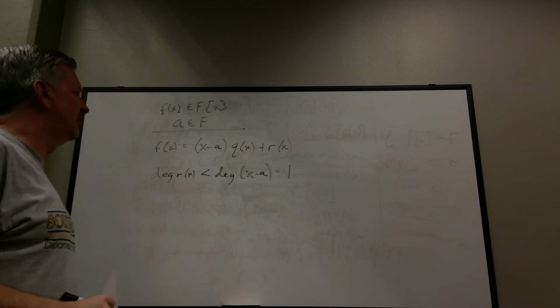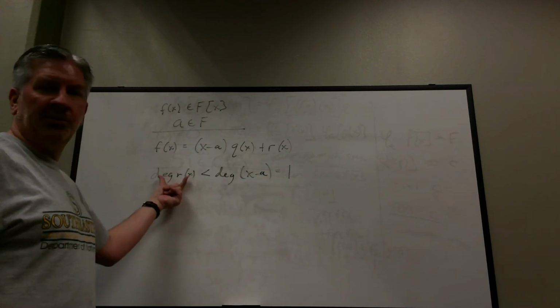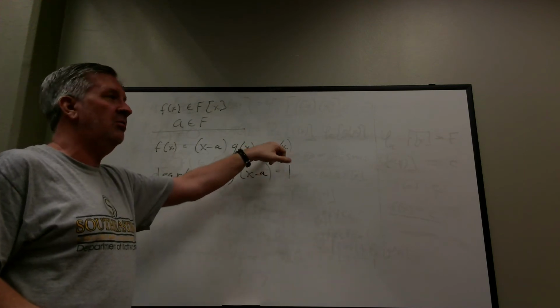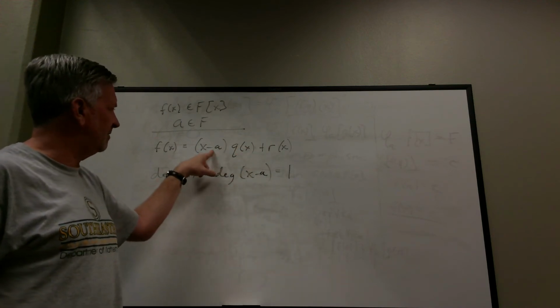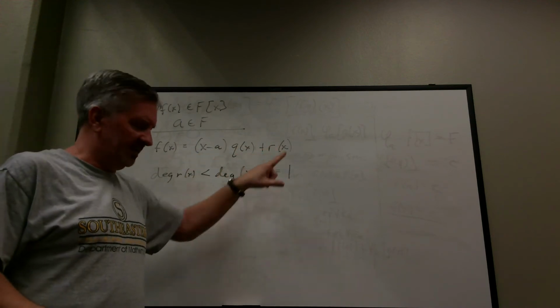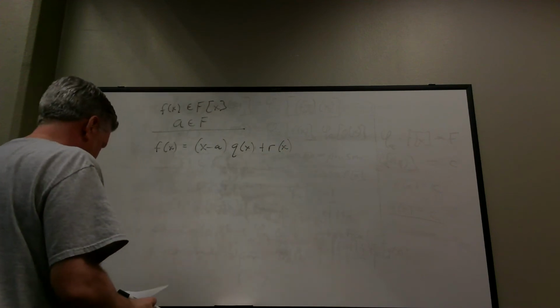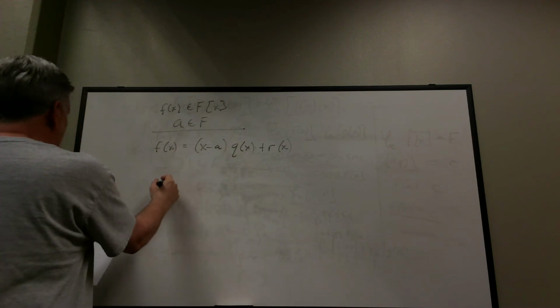It's linear. Well, if the degree of r is strictly less than 1, that means the degree of r is 0, which means r is a constant. So if r of x is 0, r of x is a constant. If the degree of r of x is less than the degree of x minus a, r of x is a constant. So in either case, you get r of x as some constant. And so I said, suppose r of x is c, for some c. Well, what do you have?